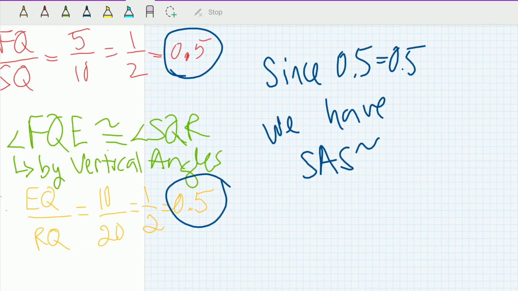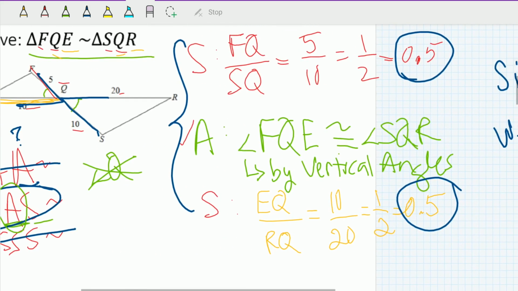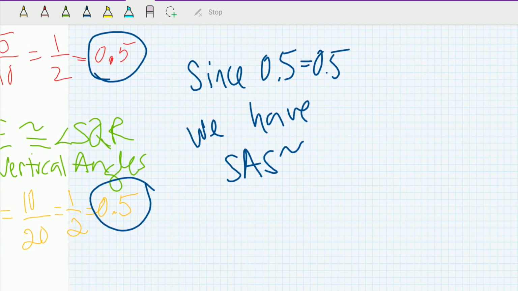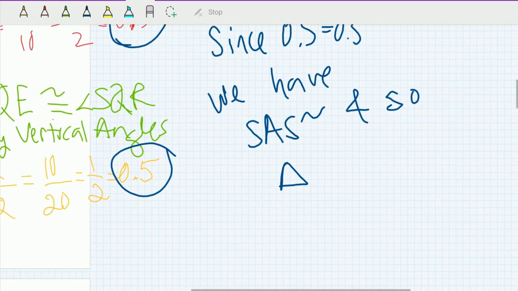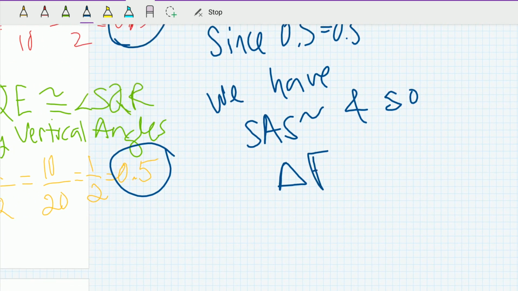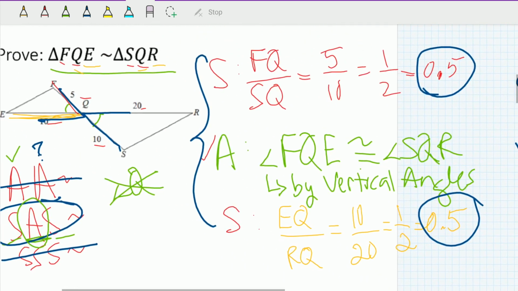We showed that the two S's are equal to each other, and we showed the angle is congruent as well. And so the last thing I can do is write the similarity statement. Since 0.5 equals 0.5, we have SAS similarity. And so we can say triangle, and I already forgot the names. What is that? FQE. Triangle FQE is similar to, what is that?